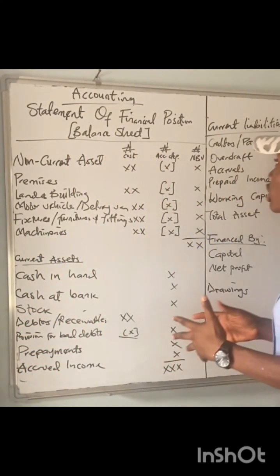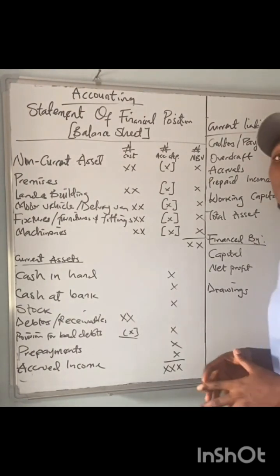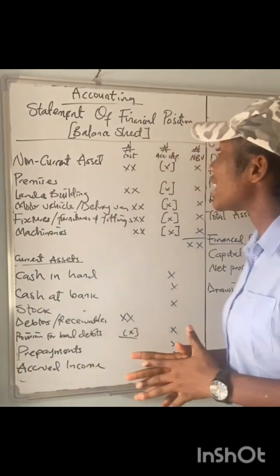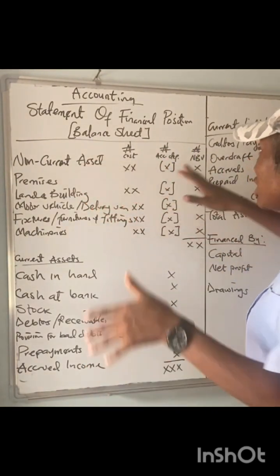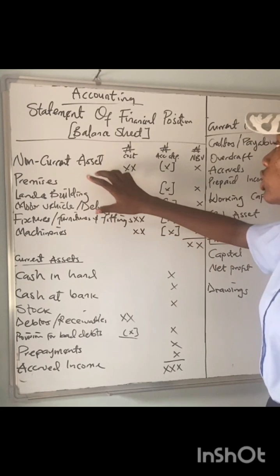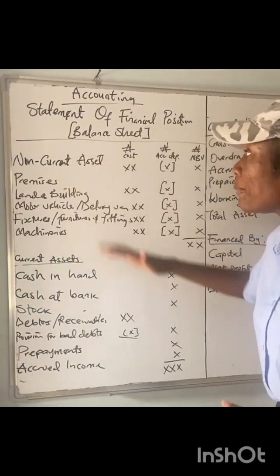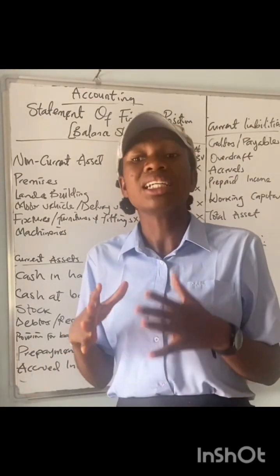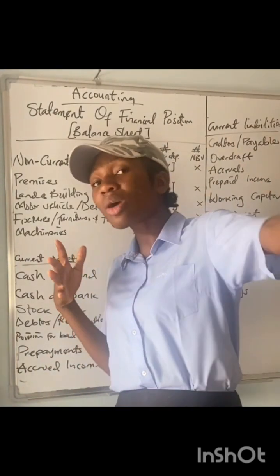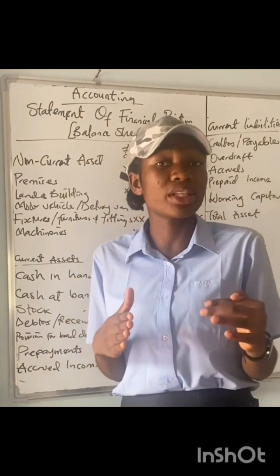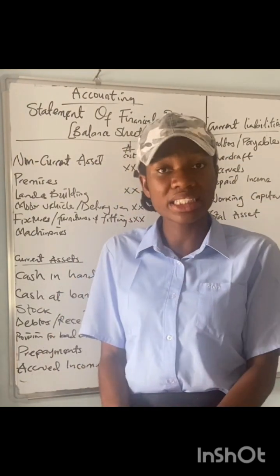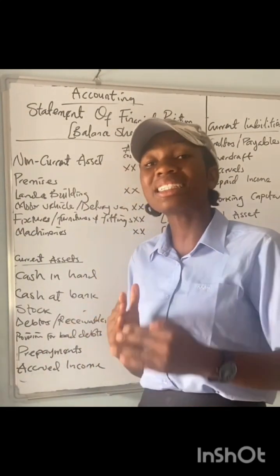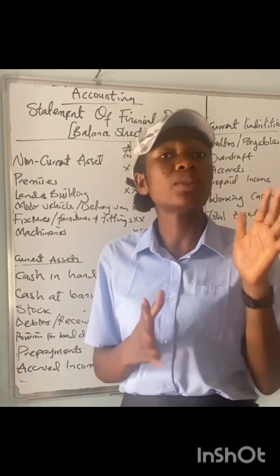So on the board, what we see here is the format for the statement of financial position of the business. We are starting from the non-current asset, and we are still using the vertical method. The non-current assets are also sometimes called fixed assets. They refer to assets that can last longer than a year, that's why they are called non-current. Current assets last for one year at most. So the non-current asset can last in the business for more than one year.